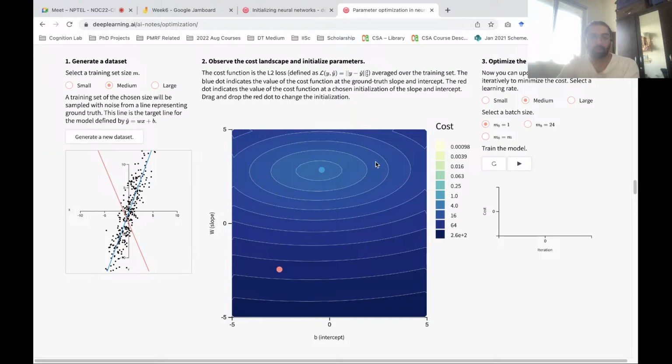All of the weight and bias values on this particular oval shape have the same cost function, and the optimal is somewhere here. This is the ground truth, using which they generated this data set. So we look at two small examples. I'm choosing a medium learning rate, which is what our intuition tells us, and a very small batch size, exactly equal to 1.